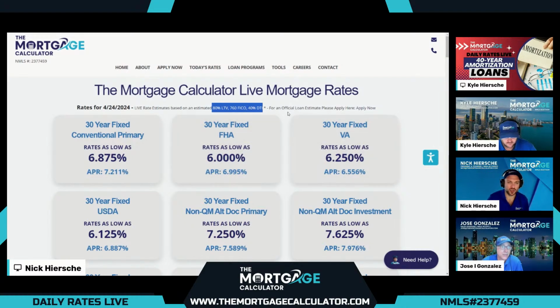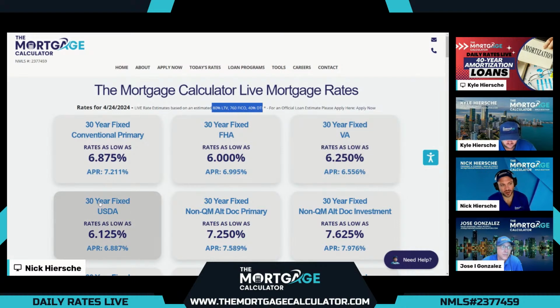Now, with this tool here, we actually can see our VA rates live, which we don't always pull up. But for our eligible vets and active service members, if you do have a certificate of eligibility, we have our VA options as low as 6.25. And that's the final APR of 6.556. So VA has lower fees than FHA, even though a higher rate, the APR is always the thing to key in on. So VA has some great deals for our vets.